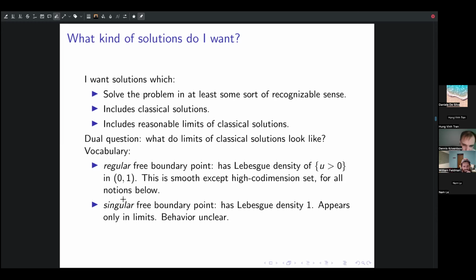For all of the notions of solution that we'll describe, this is going to be smooth except on a high codimension set. All of the notions of solution that I describe will have essentially the same behavior at regular points. I will use singular to describe any other free boundary points, so those with Lebesgue density 1 for the positivity set, Lebesgue density 0 for the zero set. The classical solutions weren't supposed to have those, but as we saw, when you take limits, you do get things like the absolute value. And this absolute value solution does have a singular point, because it has 0 density for the zero set. And it's unclear what the behavior here should be. This is the focus of what we're studying.